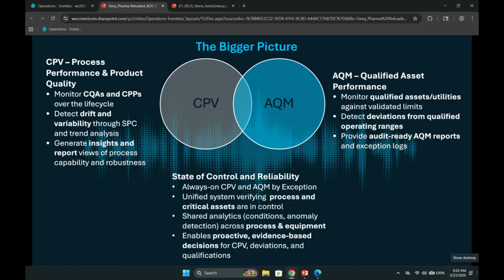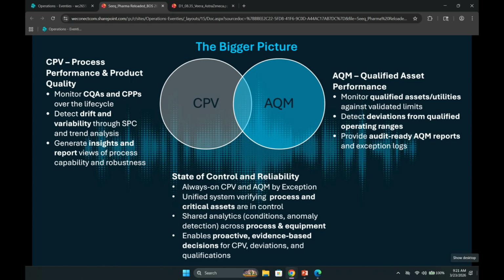And so what's the bigger picture here? Much like Joel said at the beginning, CPV and AQM can seem like two very different concepts, but within a single platform, they can become very interrelated to each other. And so much like Joel talked about, CPV is very focused on process performance and product quality. So we're monitoring those critical quality attributes. We're looking at those process parameters over the entire life cycle and trying to detect that drift and any variability in our process. Really making sure our process is where we want it to be and there's no increased variability there. And then generating insights and report views of that process, and making sure we have a very robust process.